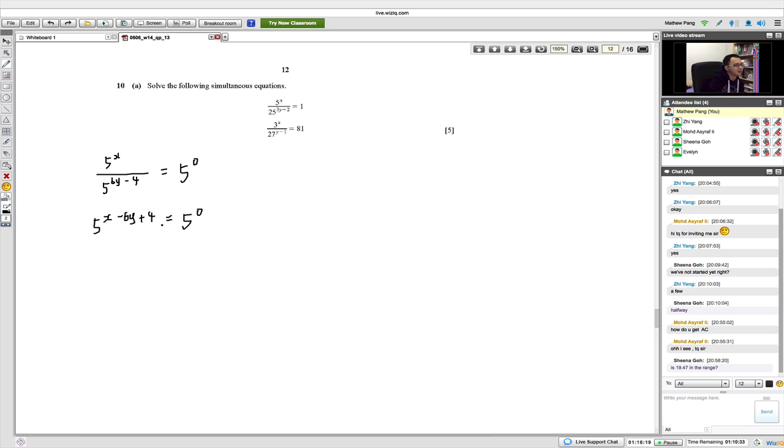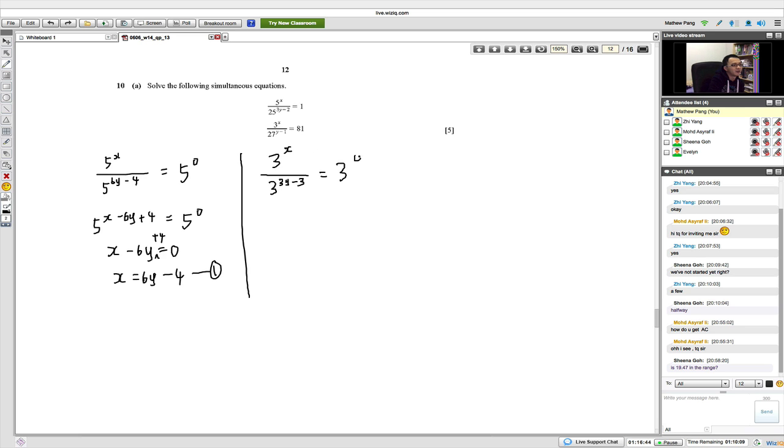So x minus 6y plus 4 equals 0. Sorry, I have a plus 4 here. So x basically is 6y minus 4. That is my first equation. And then I solve my second equation. Okay, this is 3 to the power of x over 27, which is 3 to the power of 3. This is 3 to the power of 3y minus 3. 81 is 3 to the power of 4.